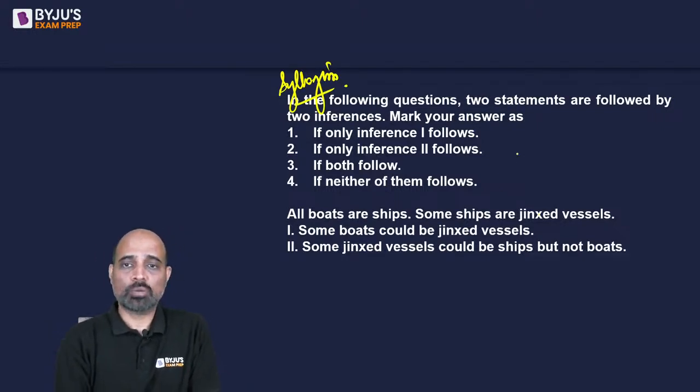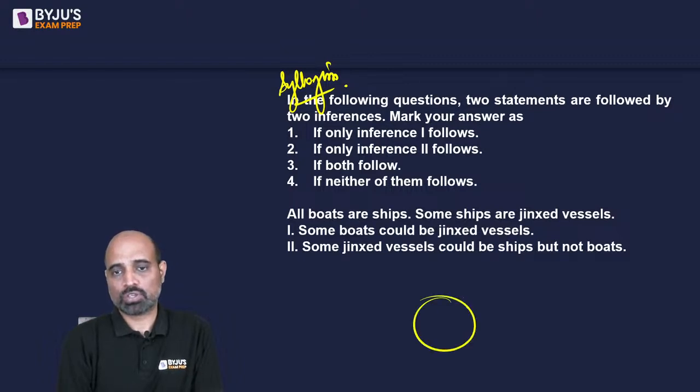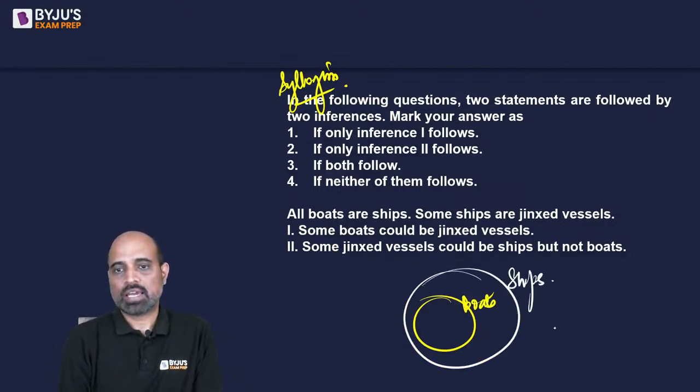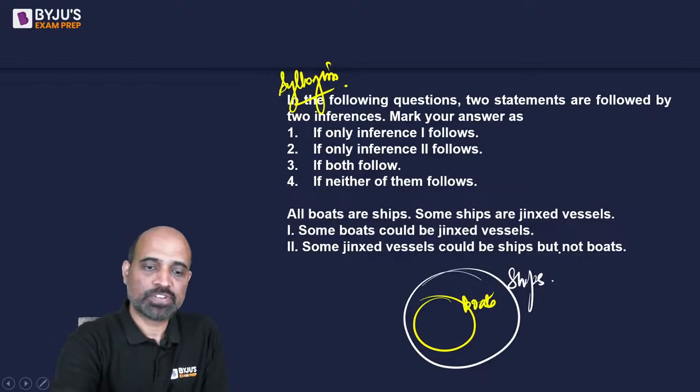Let's start. All boats are ships. So we have boats, yellow in color, and ships. These are going to be white in color. So these are ships. And some ships are jinxed vessels.